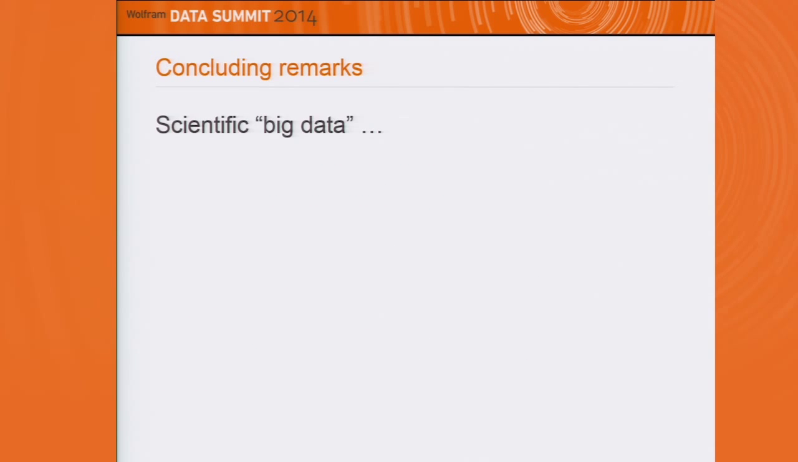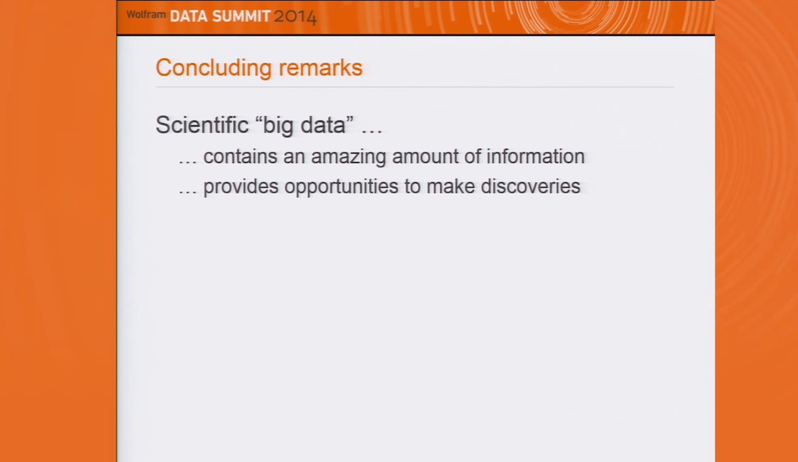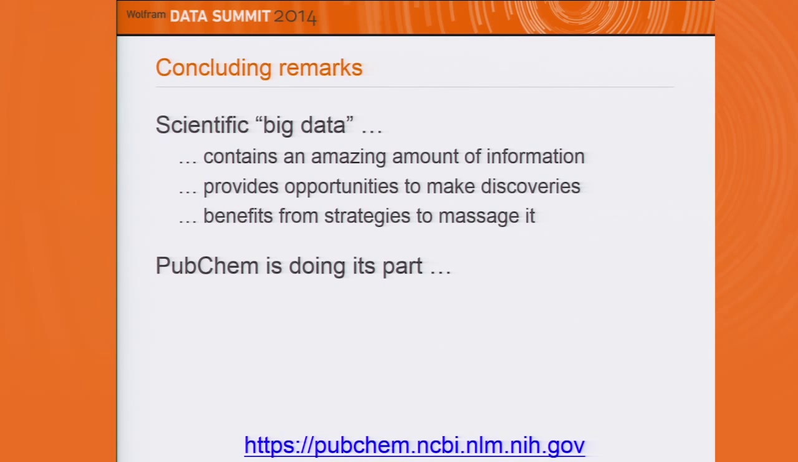And just to give you some concluding remarks. Scientific big data contains an amazing amount of information. I mean, really groundbreaking stuff that gives you opportunities to make new discoveries. If you just simply knew to ask the right questions, if the data is organized in just the right way, you can connect the dots and make true discoveries. It's already there. It can benefit from strategies to massage this data, and PubChem is trying to do its part in this area, at least within the space that we are in, chemical biology.